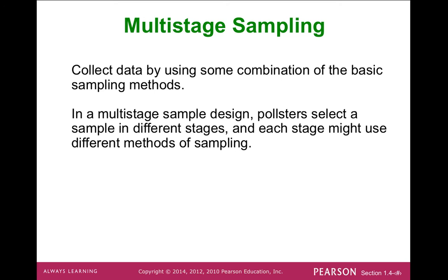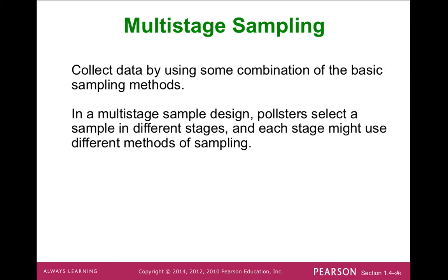Another type of sampling is what's known as multi-stage sampling. This is where you collect data by using some combination of the basic sampling methods. So we have all those different methods that we've already discussed, and this would be where you basically are using a combo. And there's a number of reasons why you might do it.